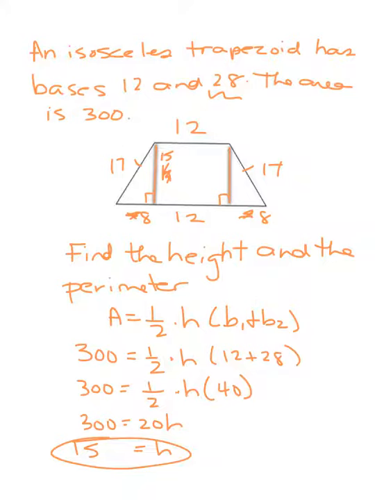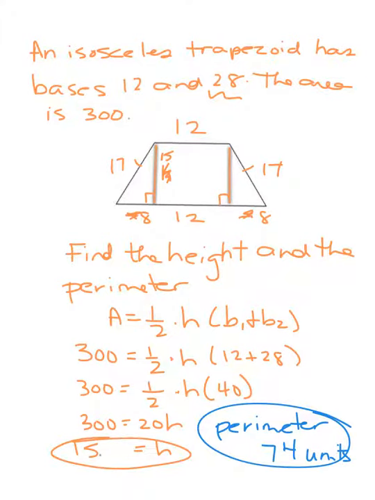So to find my perimeter, I just have to add all of those measurements up, right? 17 plus 12 plus 17, and again, our bottom base is 28. So in the end, we have 74. Now again, this is units to the first, and our height is also units to the first.